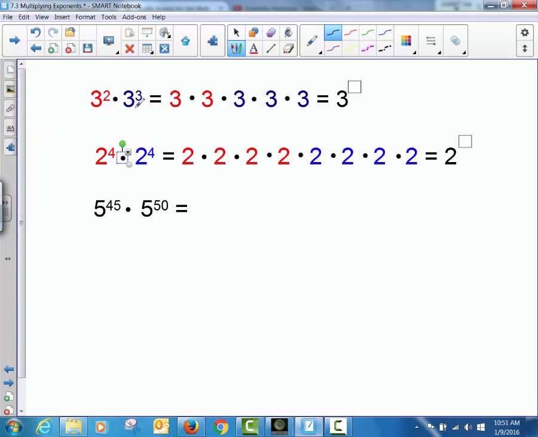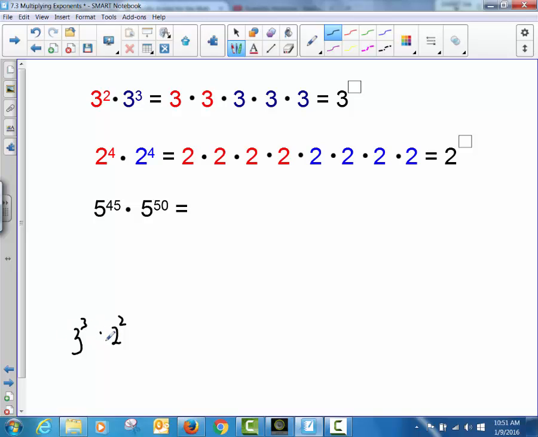So now we've got 3 to the 2nd times 3 to the 3rd. We're multiplying a power times a power. The bases have to be the same. Okay? Notice that we're multiplying a base of 3 times a base of 3, a base of 2 times a base of 2, a base of 5 times a base of 5. You cannot go 3 to the 3rd times 2 to the 2nd and combine them.